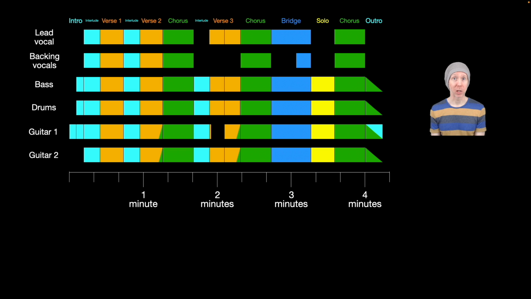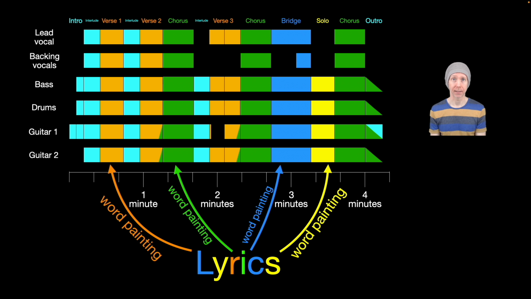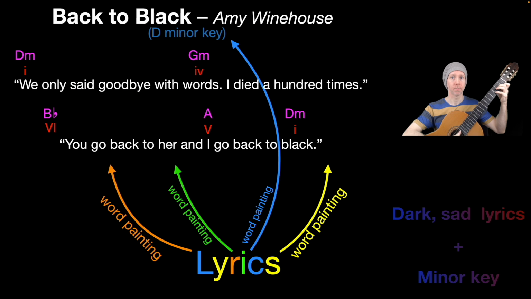Let's begin by looking at how the lyrics and themes of the song are reflected in what the music is doing. The technical term for this is word painting. A basic example of word painting would be to combine dark, sad lyrics with a minor key, which is what Amy Winehouse does in Back to Black.